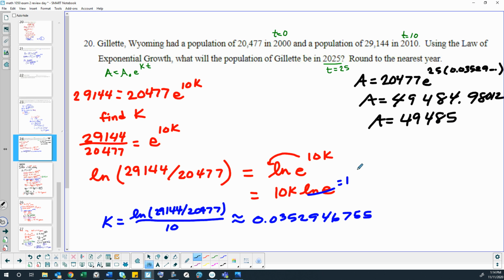49,485. Now the answer key that we are using this year says the answer is 49,492. After a little bit of experimentation, I figured out that I got that answer when I rounded my k value to 4 decimal places. But it's always better to use more decimal places and get as accurate an answer as possible. So I'm going to say that the correct answer for this question is 49,485.